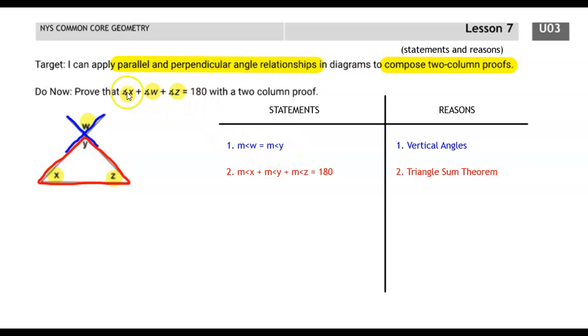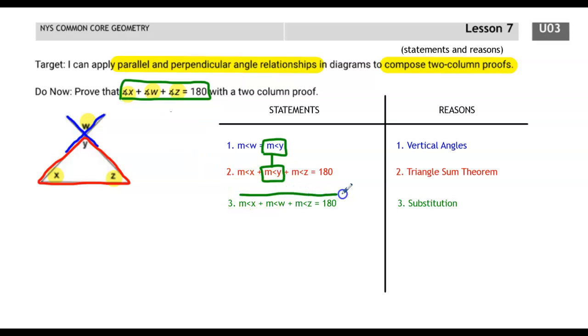Next, what I need to do is make X plus W plus Z equal to 180, which means I'm going to take this angle Y here and replace it with something that's equivalent to angle Y, which is angle W. That's with substitution. So you can see I wrote out that equation right here, replacing that angle Y with that angle W. And the reason I can tell that we are done with this problem is because this sentence, the thing that they asked us to prove, matches exactly with the statement that I made here. Once my proof matches this last statement, I am done with the proof.